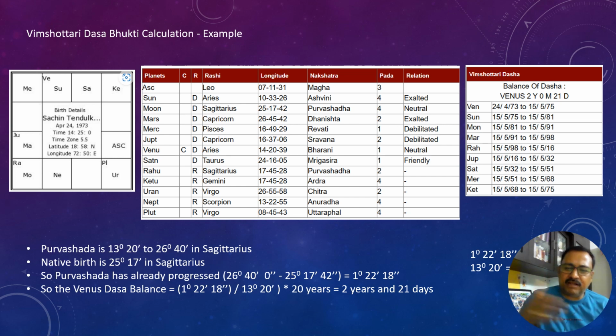The spread of Purvashada Nakshatra is 13 degrees and 20 minutes in Sagittarius, starting at 13 degrees 20 minutes and ending at 26 degrees 40 minutes in Sagittarius. So to calculate, we are going to take the first method, the degrees method from the previous slide, right? We take the end degree of Purvashada Nakshatra in Sagittarius Rasi, 26 degrees and 40 minutes, minus the specific longitude of the native, Sachin Tendulkar, the degree at which the moon is present, which is 25 degrees 17 minutes and 42 seconds. The result is 1 degree 22 minutes and 18 seconds, right?